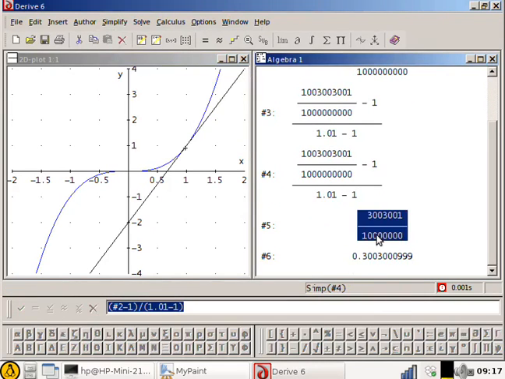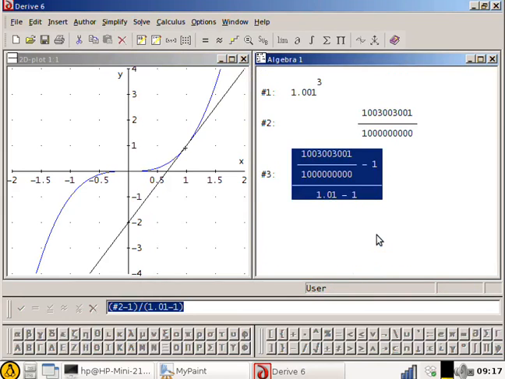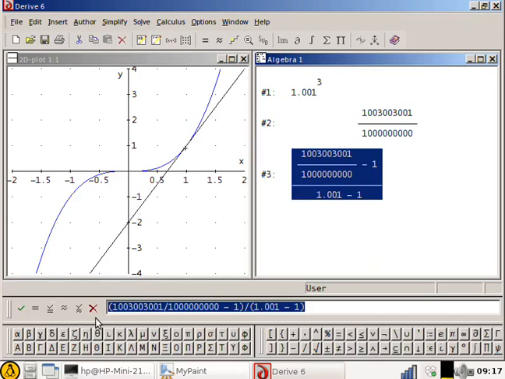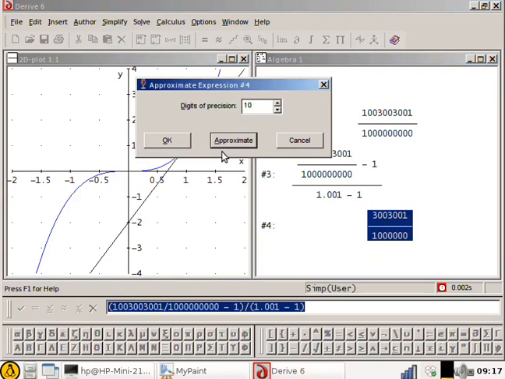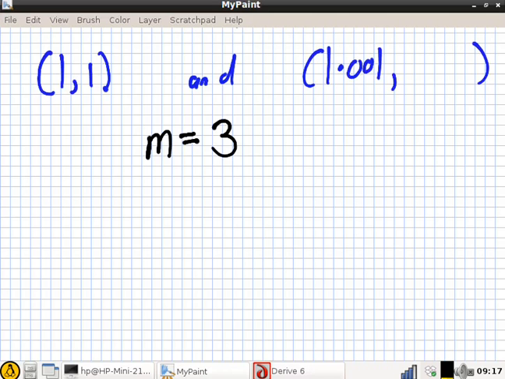Ah, I typed something in wrong here. Okay. There we go. Approximate. Yeah, so it's not quite 3. It's 3.003. But what's 0.003 between friends?